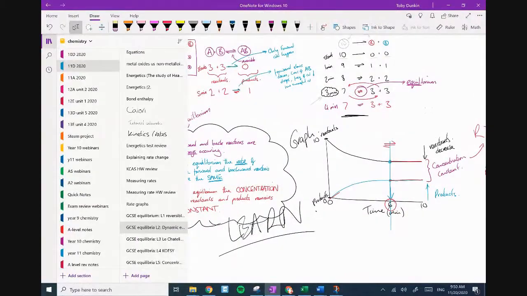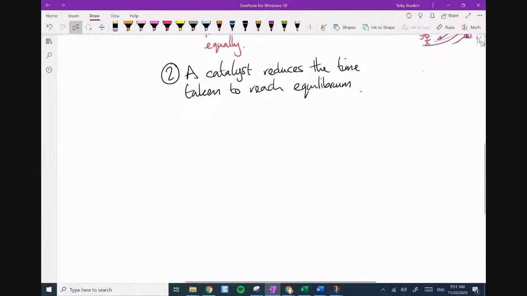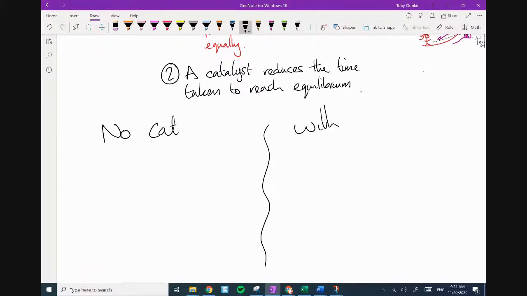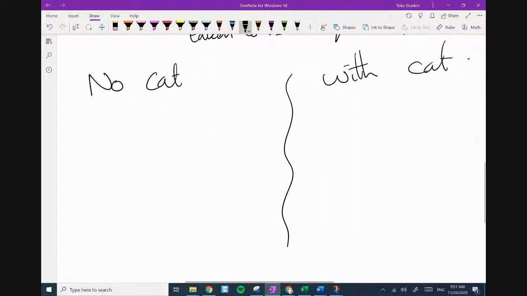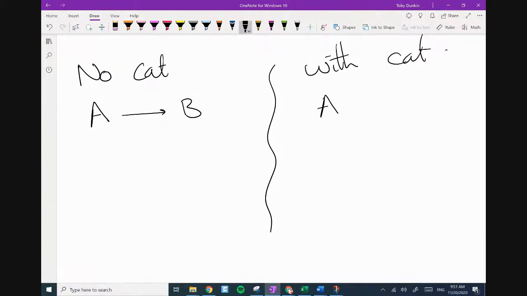So it's nice to use things from the previous lesson to make the point. Let's do it with no catalyst and with a catalyst. Let's keep it simple and go from A to B. But we know this is going to be reversible.